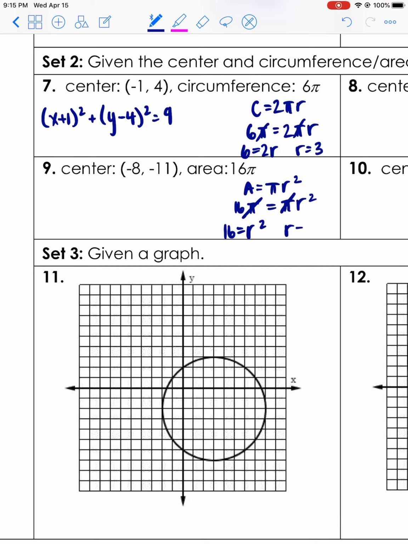meaning r equals 4. But you didn't really need to do that last step because remember, in the equation you're doing r squared. So that's x plus 8 squared plus y plus 11 squared equals the radius squared, 4 squared, 16.